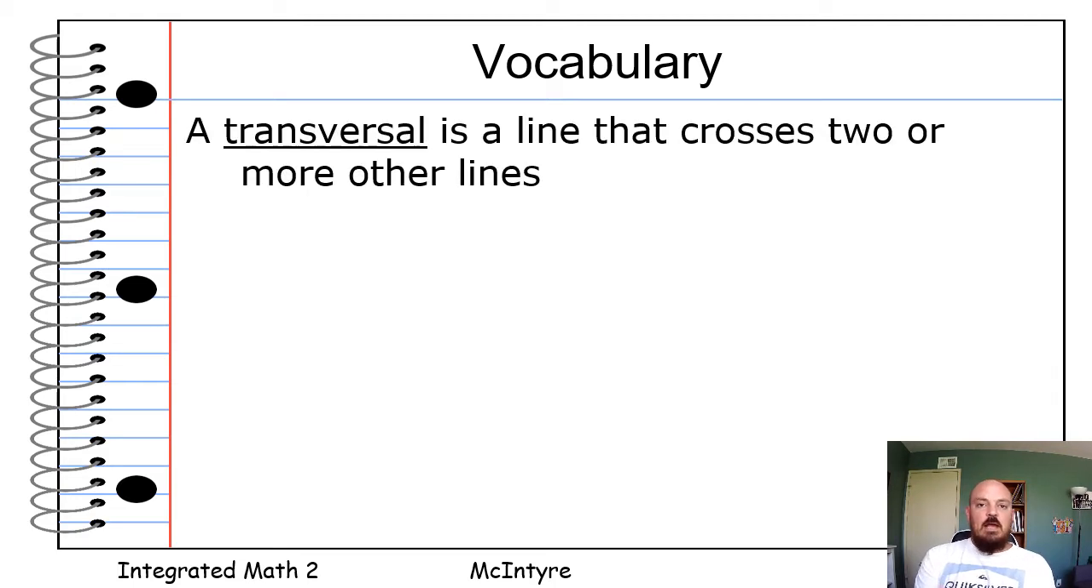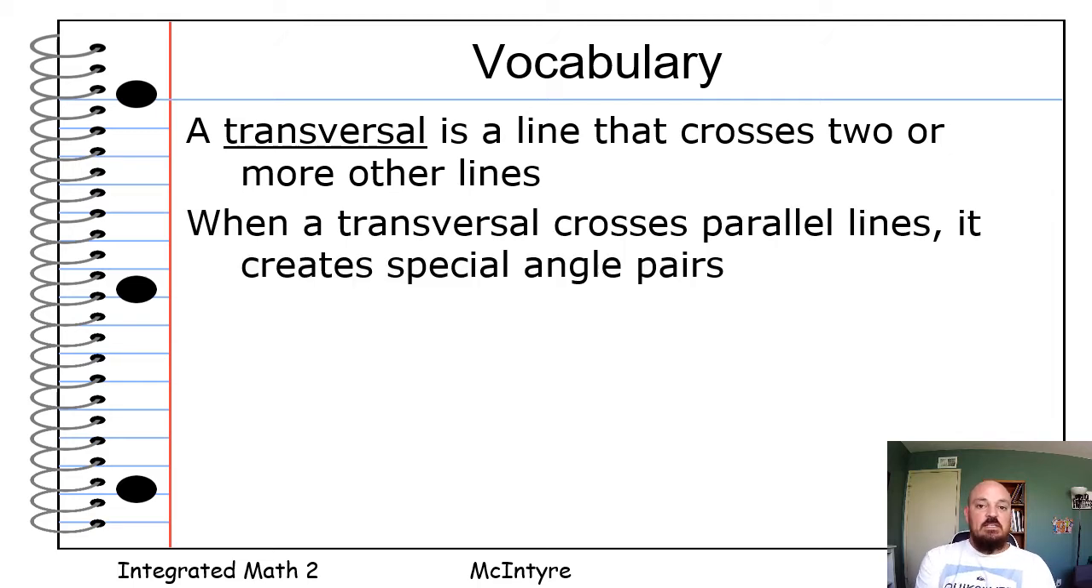So here's our next vocab word for today, transversal. To transverse something means to cross it. So a transversal is a line that crosses other lines, and it can be two or more. Now, the reason we learn these two things together is that whenever you have parallel lines and a third line crossing over them, a transversal, it creates special angle pairs, and that's what we want to learn today.